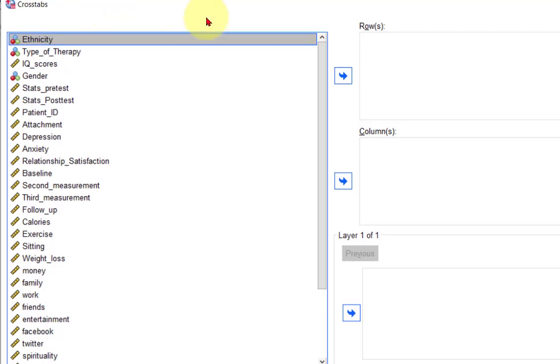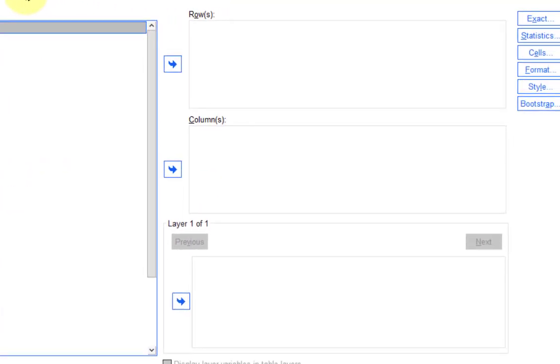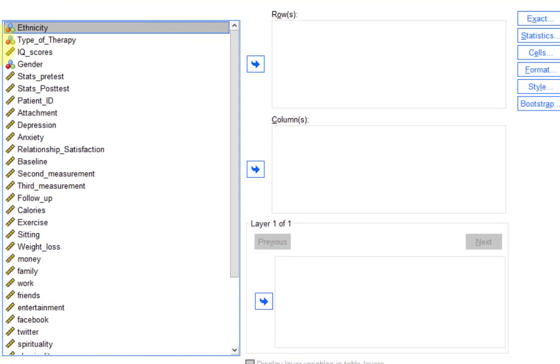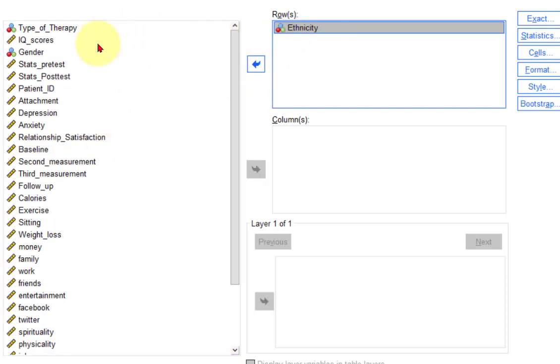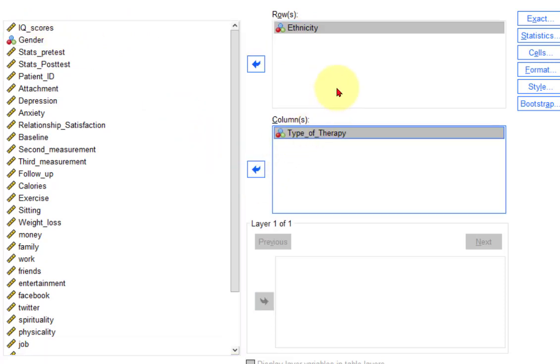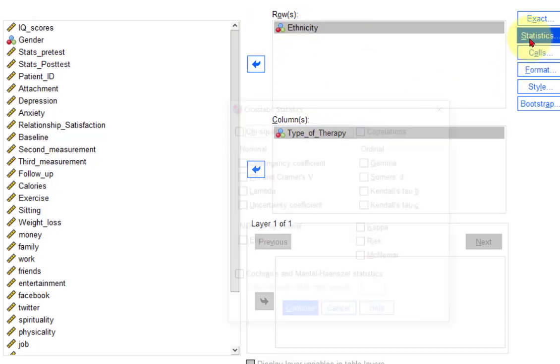So let me try to get this thing all on the same screen so we don't have to bounce around. Please hold. All right, here we go. So what was it? Ethnicity and types of therapy. So it doesn't matter. One can go in row. I could switch these around. It wouldn't make any difference whatsoever. So you put the 2 categorical variables, one in row, one in column, and we go to statistics.